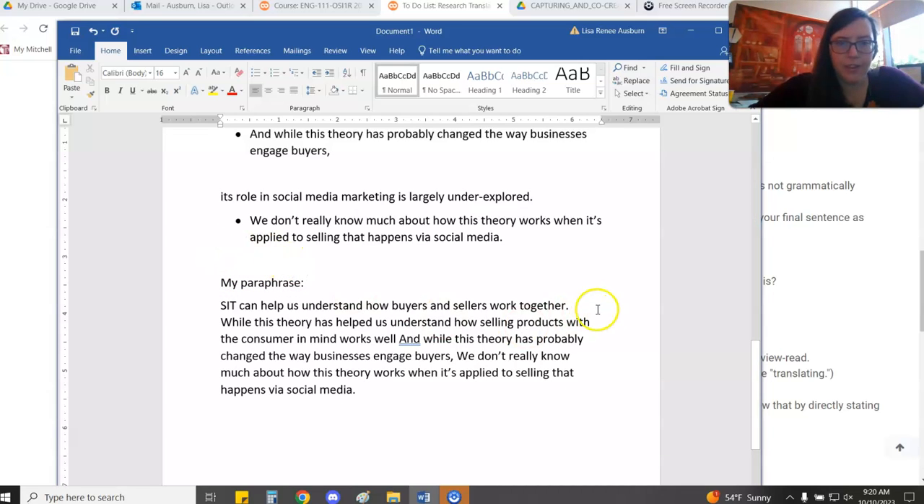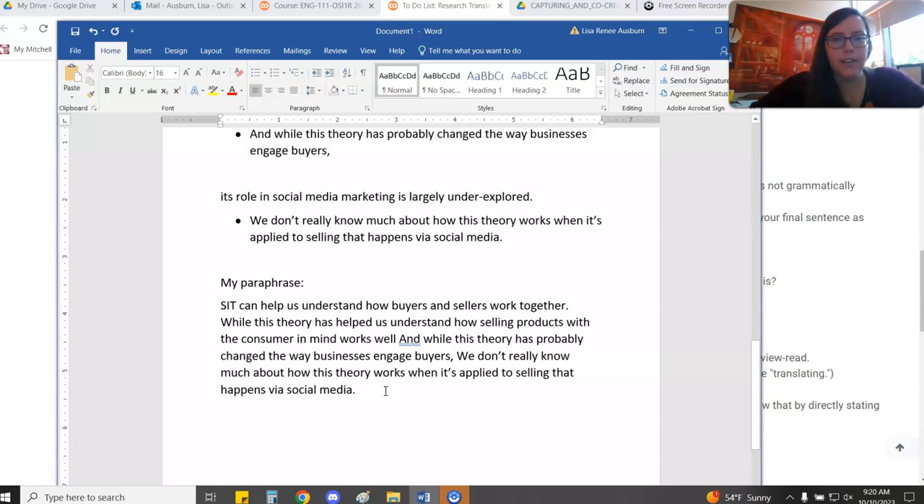SIT can help us understand how buyers and sellers work together. While this theory has helped us understand how selling products with the consumer in mind works well, and while this theory has probably changed the way businesses engage buyers, we don't really know much about how this theory works when it's applied to selling that happens via social media.